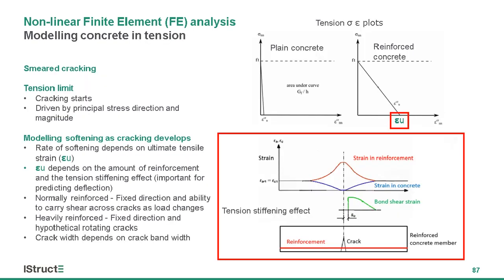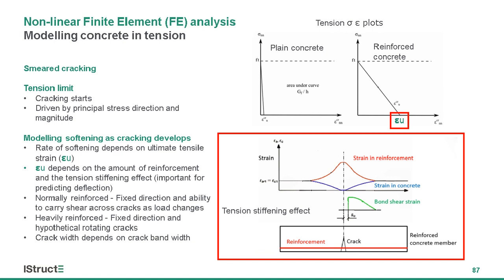Right. Okay. So just two more slides here covering modeling concrete in tension. And so there's the tension limit that is particularly important, clearly, and that's when cracks start. And that's driven principally by the principal stress direction and its magnitude. And then, as Jan has pointed out, after it cracks, then there's a softening process. And for plain concrete, so the graph at the top there, the fracture energy is pretty small, and it cracks, and it's very brittle.